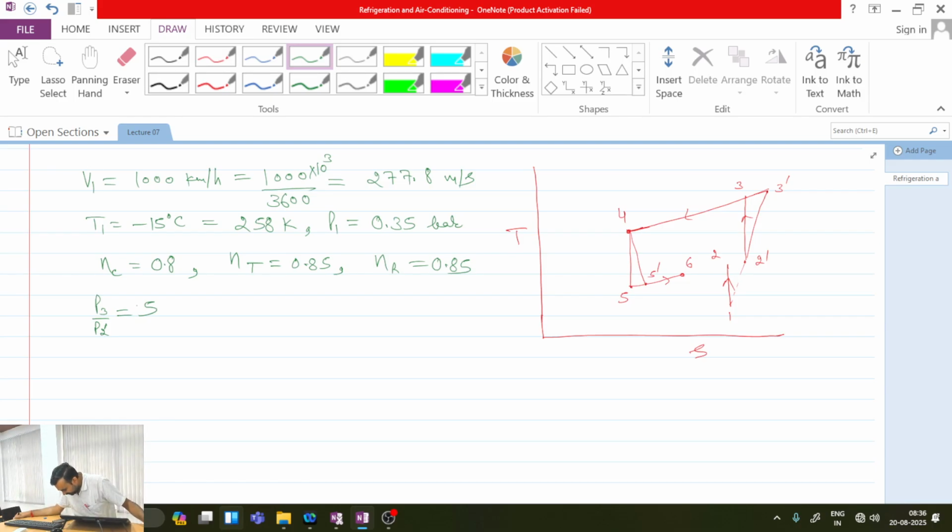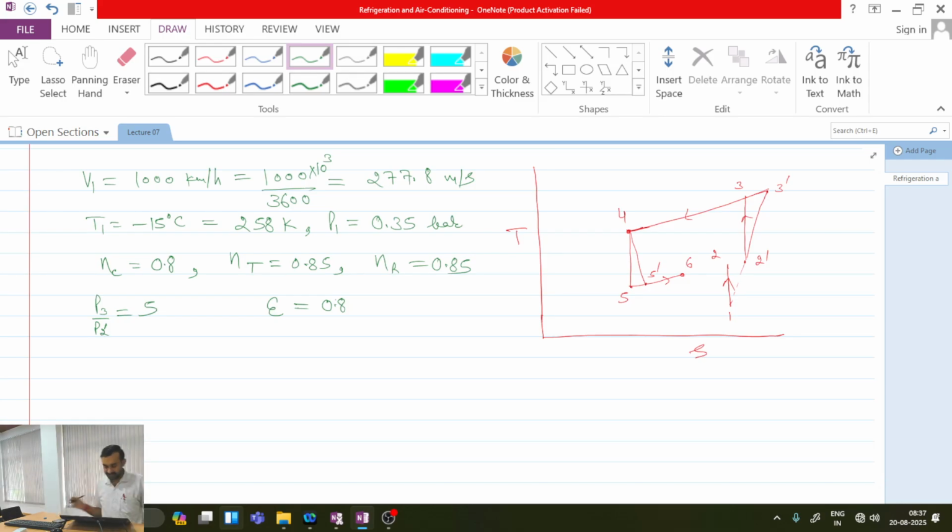The effectiveness of the heat exchanger is 0.8. What is the symbol for effectiveness? You have studied heat transfer. Epsilon. Okay, so epsilon of the heat exchanger is equal to 0.8. Is this one clear? Then what else?